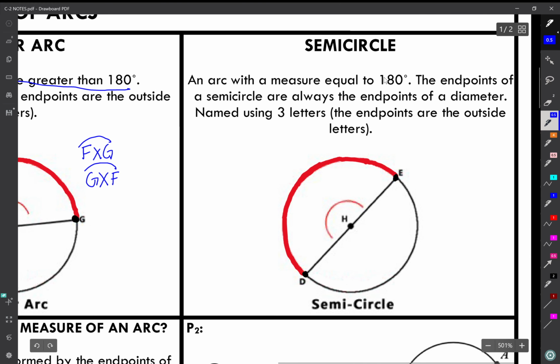And then our last type of arc is a semicircle. It's an arc with a measure equal to 180. So it's just half a circle. The endpoints of a semicircle are always the endpoints of a diameter. That's one easy way to see that you have a semicircle, probably the easiest way. It's named using three letters as well, so the endpoints, of course, are the outside letters. If I put point X again here, we'll have arc DXE be the semicircle, or EXD, either one. So that's a semicircle, just an arc that's exactly half the circle.